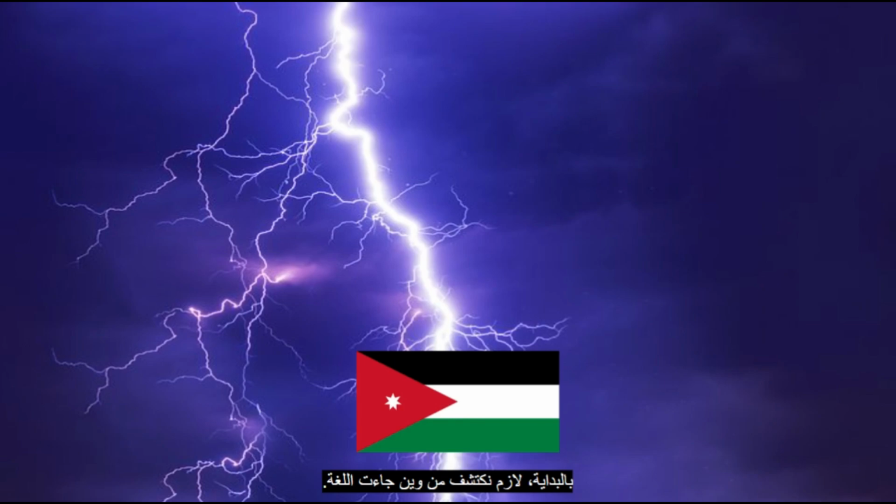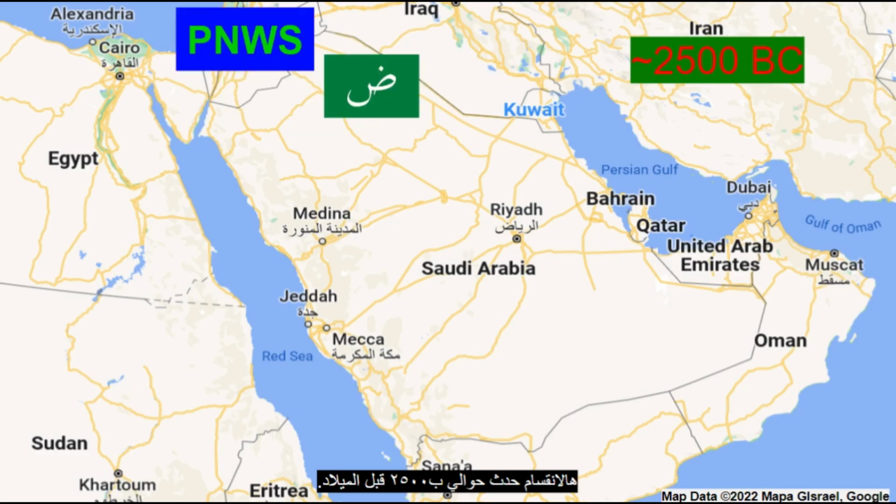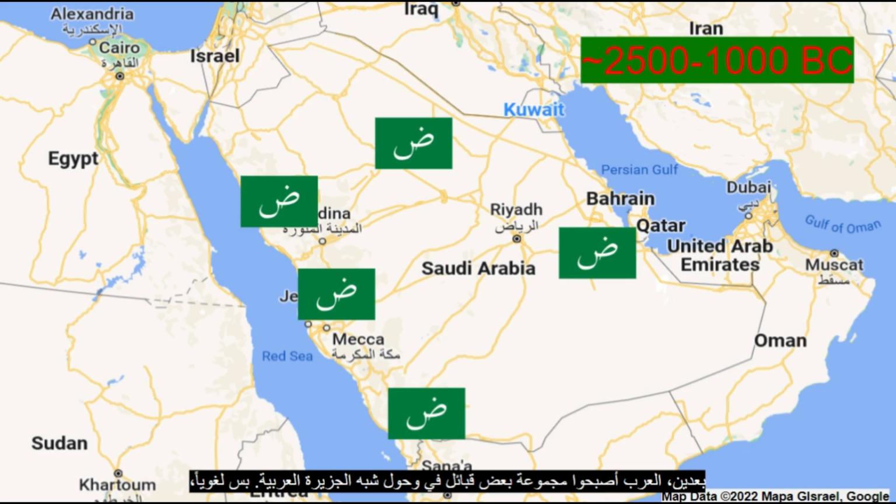To start, we gotta find out where the language came from. Arabic, or العربية, is the Central Semitic language in the Afroasiatic language family. Within the Central Semitic languages, it pretty much forms its own branch apart from the Northwest Semitic languages. That split happened in about 2500 BC. After that, the Arabs became a collection of several tribes in and around the Arabian Peninsula.